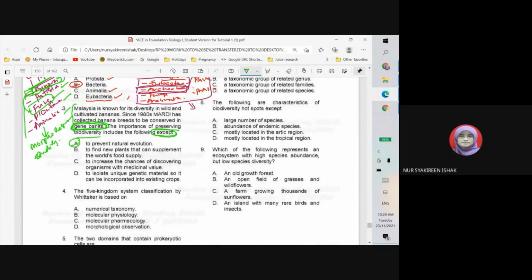To prevent natural evolution is not one of the importance of preserving biodiversity. The importance of preserving biodiversity adalah ni, B, C and D, which is to find new plants that can supplement the world's food supply. Kan? So kepentingannya adalah untuk provide food. Okay, to provide food supply for the world lah kan. So you can go back to the wild to search for new species that can become as your potential food lah kan, right?